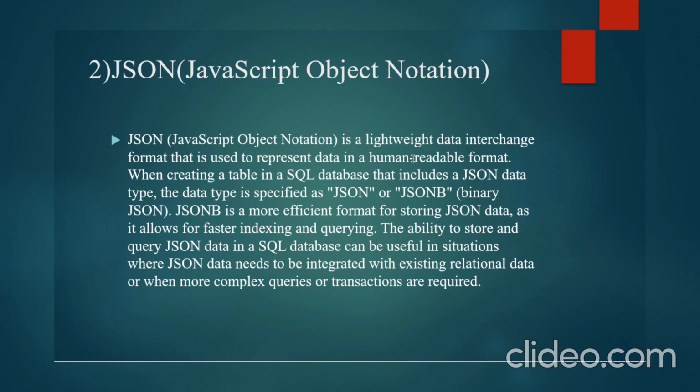The ability to store and query JSON data in SQL can be used in situations where JSON data needs to be integrated with existing relational data or when complex queries or transactions are needed. JSON stands for JavaScript Object Notation, and it stores JavaScript related data in the JSON data type. We can store JavaScript types of things using data types as JSON or JSONB. JSONB stands for binary JSON, which is efficient for storing JSON because it provides fast indexing and querying.